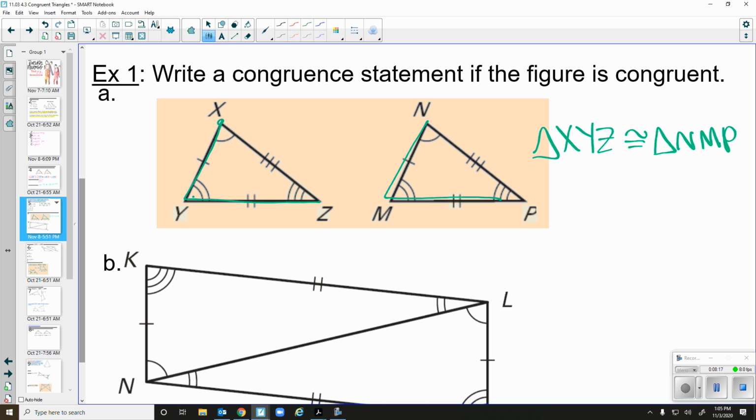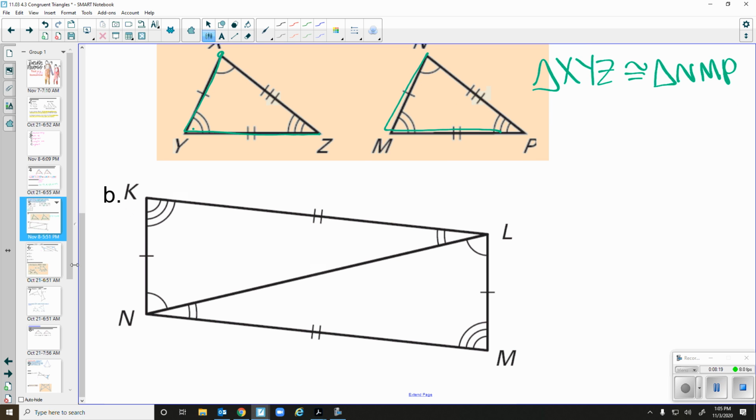The one underneath it, a little bit harder. Still not too bad because all it did was rotate one part of it. So if we have triangle, let's say NLK, what would the other triangle have to be? Yep. Again, you could write the first triangle however you want. It's the second one that you just have to make sure it's all corresponding.